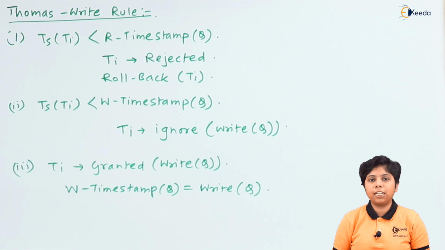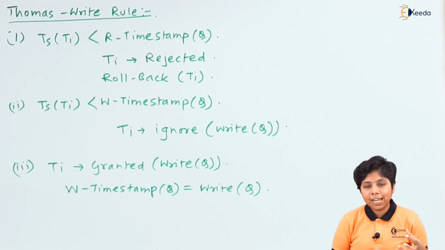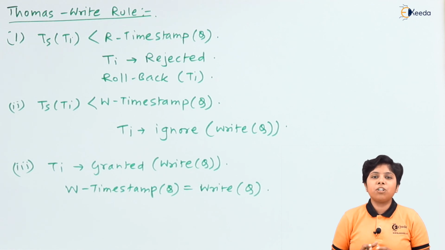Now we can say that the Thomas Write Rule can generate schedules that cannot be generated by any other protocols, because the two-phase locking protocol and also the basic timestamp based protocol produce conflict serializable schedules but do not allow ignoring an obsolete write operation, or ignoring or deleting write operations that write an overwritten value. So that is all for the timestamp based protocol.